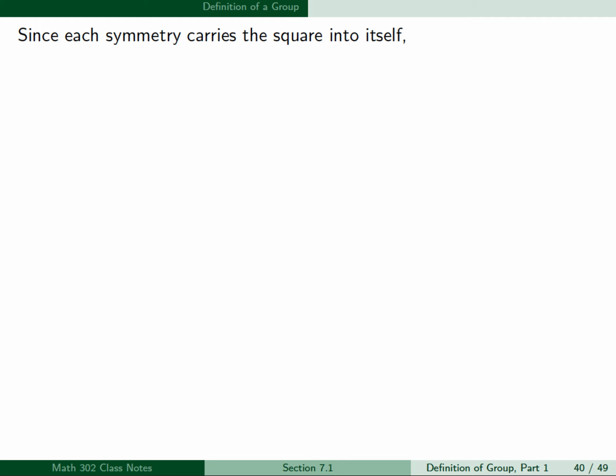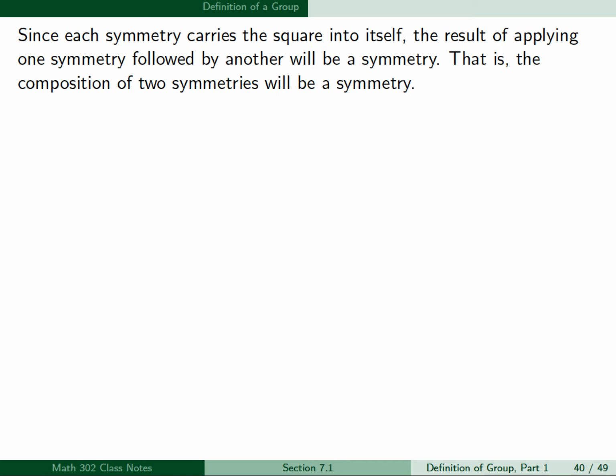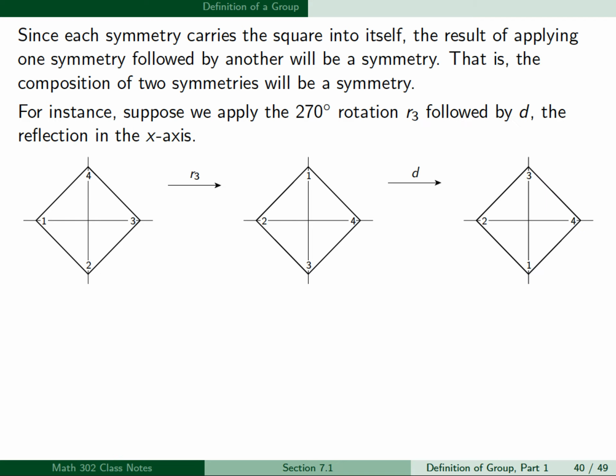Now, since each symmetry carries the square into itself, the result of applying one symmetry followed by another will also be a symmetry. That is, the composition of 2 symmetries will be a symmetry. For instance, suppose we apply the 270-degree rotation R3. So starting with the original square, after we apply the rotation, we obtain this square, followed by D, which is the reflection in the x-axis. We'll obtain the square to the right.